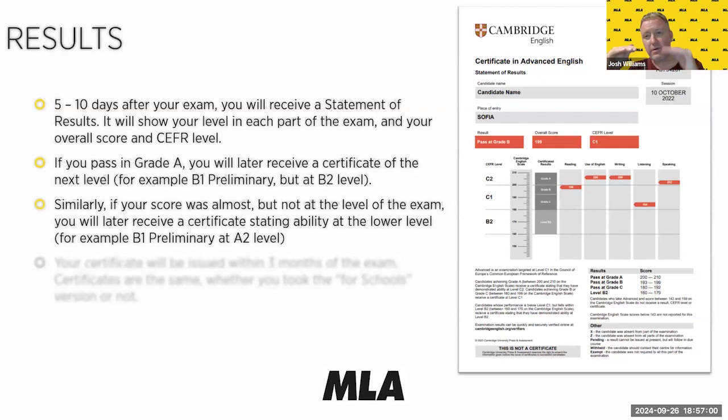Similarly, if you don't make the grade that the exam is of, so for example, if this student who did the advanced exam, C1 Advanced, failed by a couple of points, they would receive a certificate saying that they have the B2 level. Now, this is not what they're aiming for, and obviously, if the student has already done the B2, then it's not much use having a B2 again. But at least it indicates that you did get some achievement.